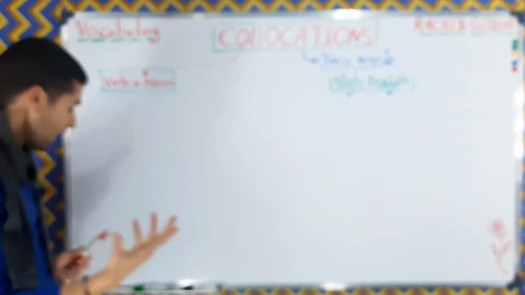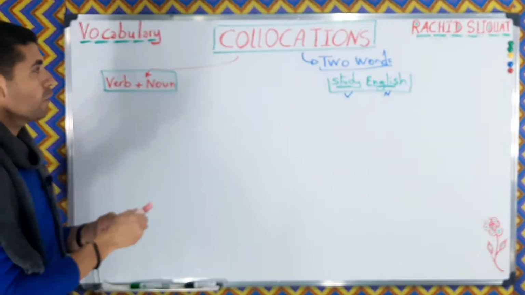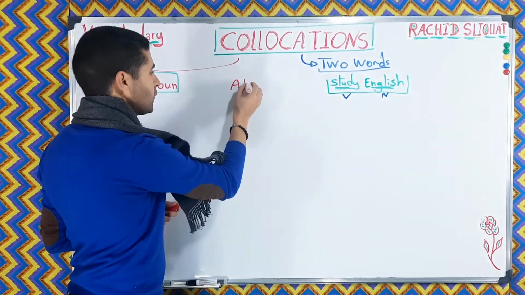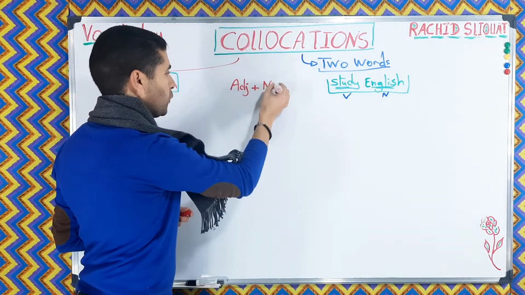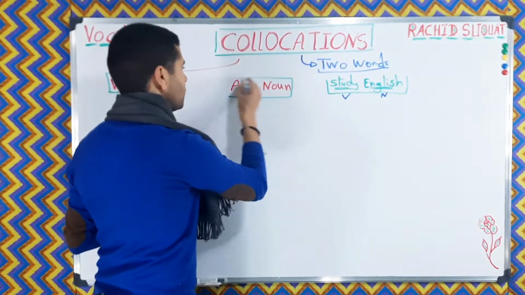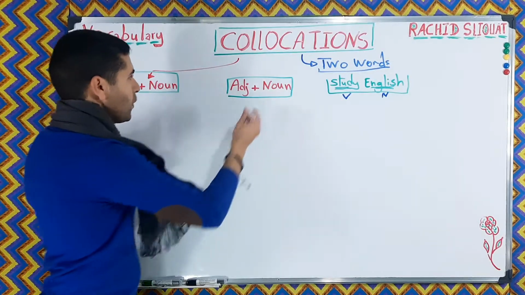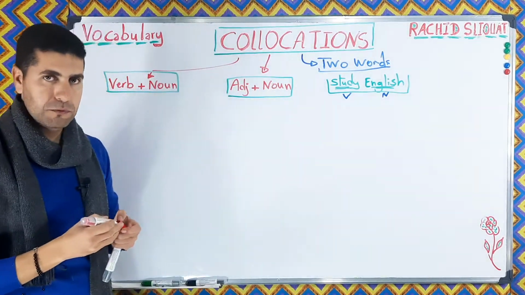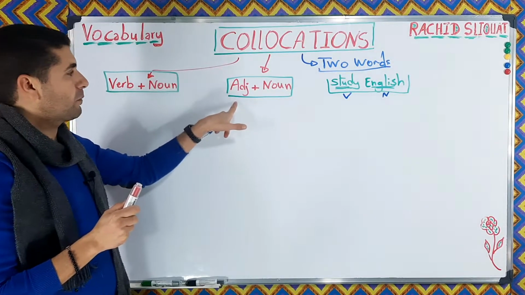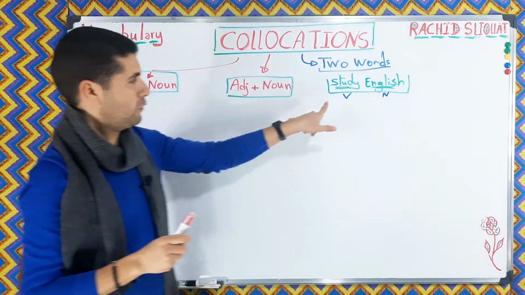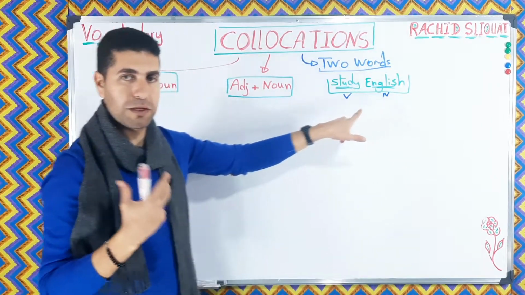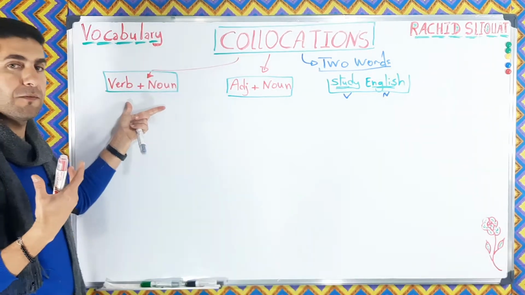We can talk about another type of collocation, which is very simply the adjective plus a noun, all right? These are the two general and most common types of collocations in English. Number one, verb plus noun, and number two, adjective plus noun. If you go again to this example, this is an example of verb plus noun, okay?